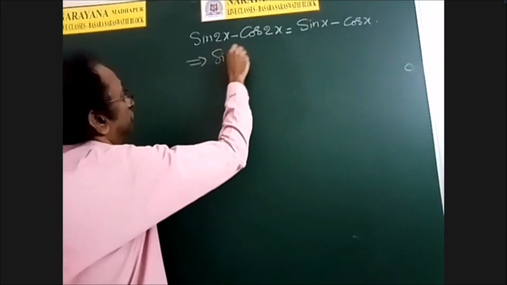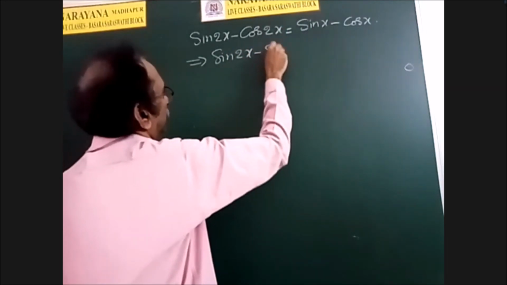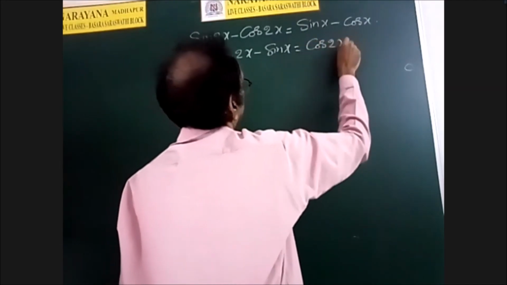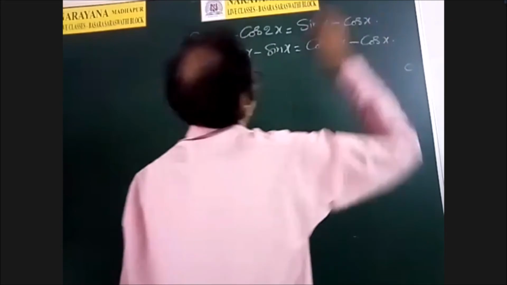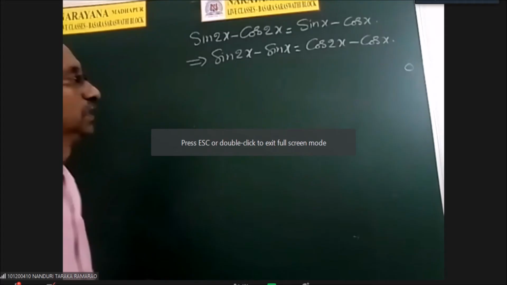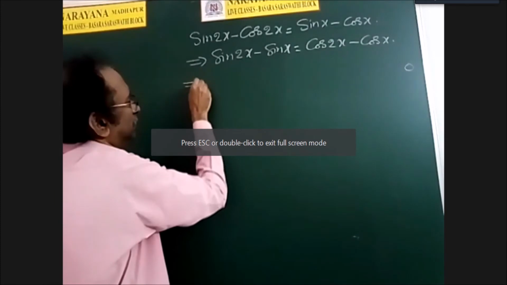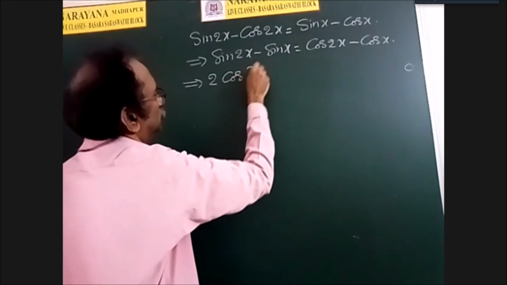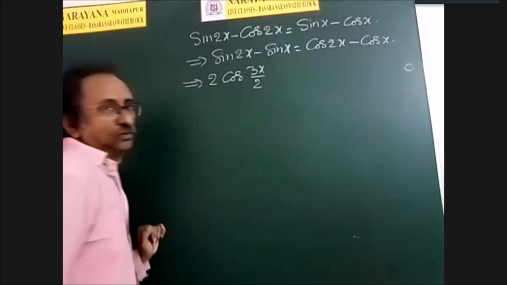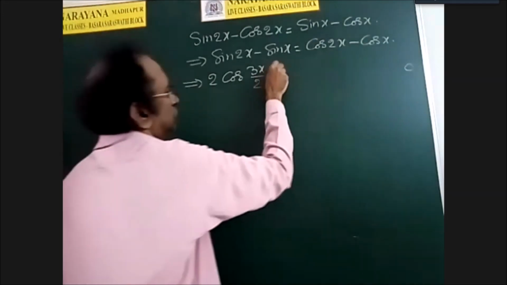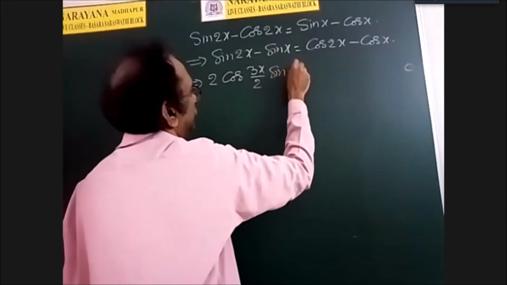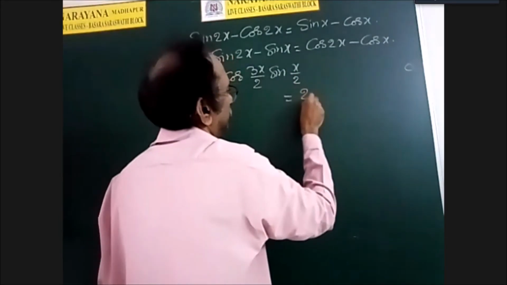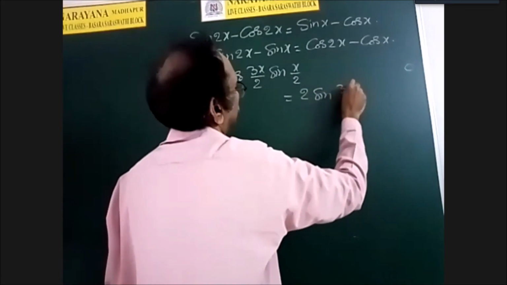We take those sin x to the left hand side and we write this minus cos 2x in the right hand side. So definitely now it is of the form sin C minus sin D. We can use the formula. What is the formula? 2 cos C plus D by 2, sin C minus D by 2 is equal to cos C minus cos D.